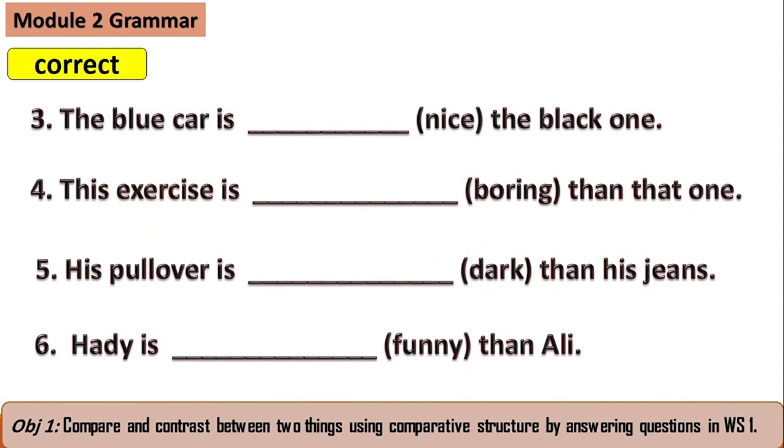Now, correct the adjective between brackets. You can pause your video, write down your answer in your notebook, then check your answer. Now, let's check the answers. Number 1, the blue car is nicer than the black one. You can say the blue car is as nice as the black one, as you like. Again, you can say the blue car is nicer than the black one, and you can say the blue car is as nice as the black one.